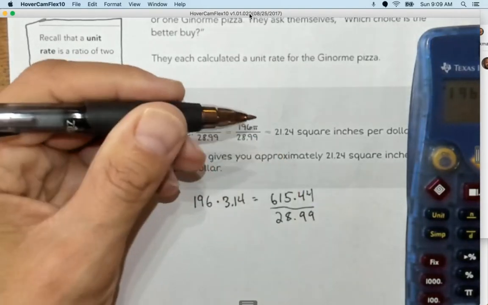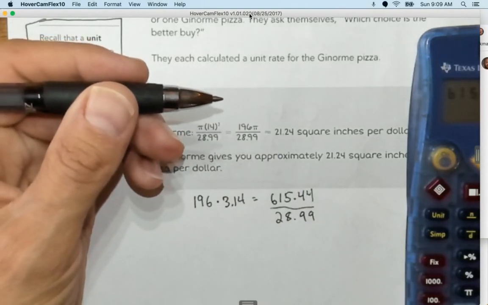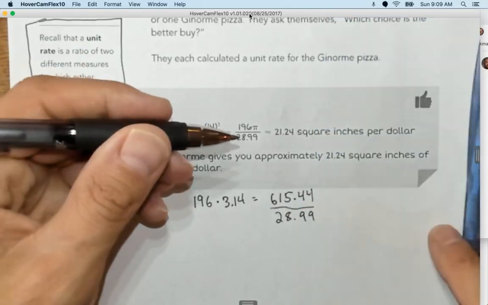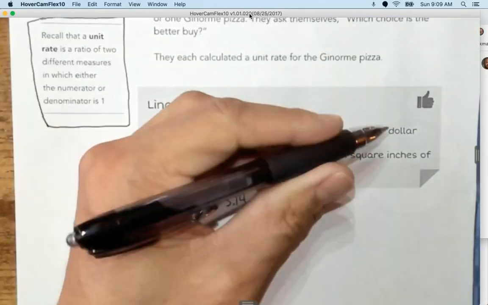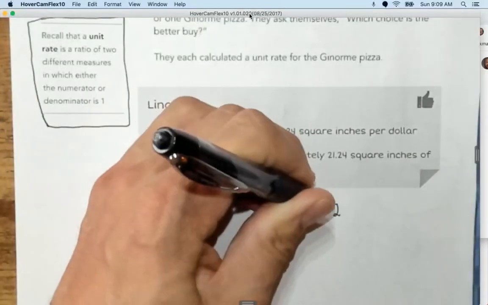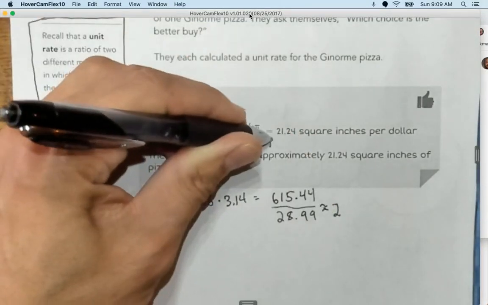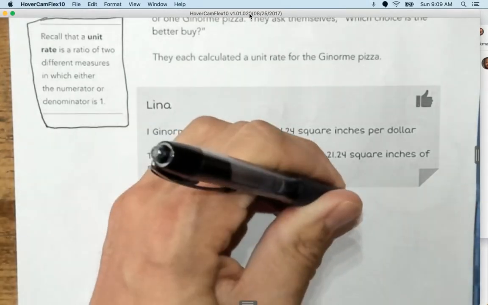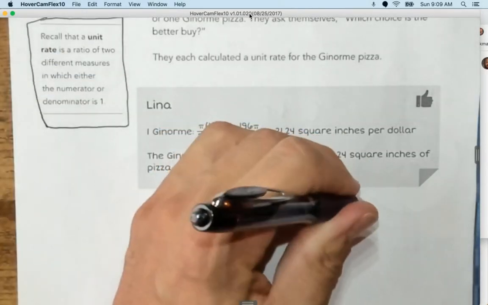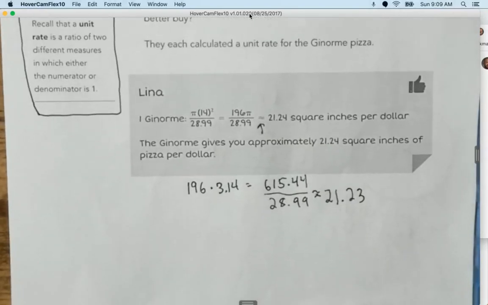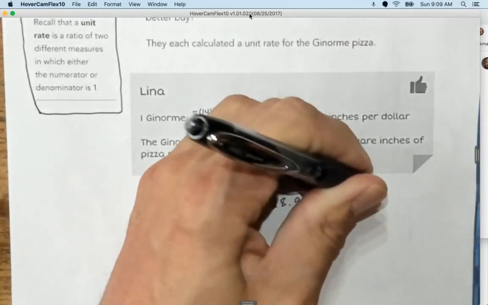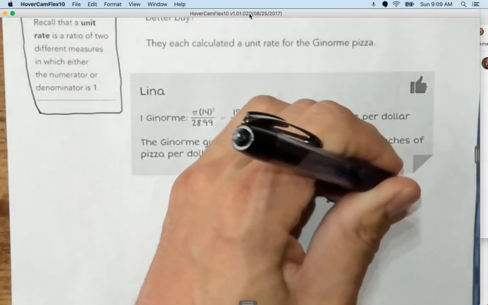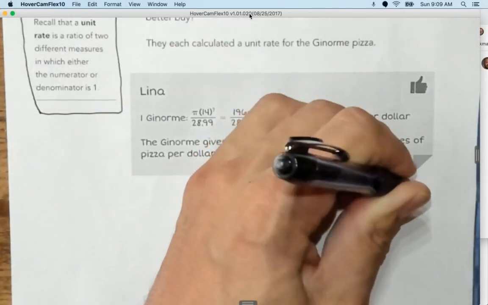And when I divided that by the price, that's where I get about, and that's a little squiggly line right there because it's not exact. But they got 21.2, and I got 21.23 square inches of pizza, or inches squared of pizza per dollar. So per $1. All right.